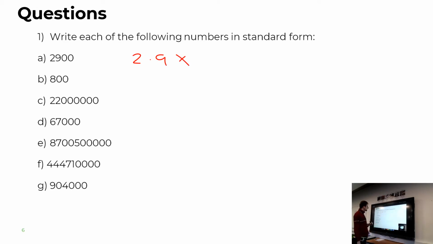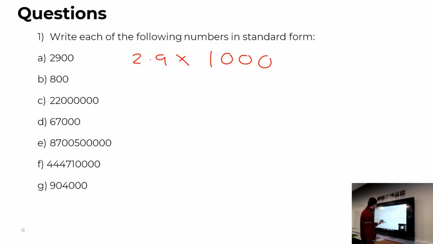And we're going to work out what base 10 we're going to use. That's going to be 1,000. Okay, we can check that. So here, 2.9 is close to 3. So 3 times 1,000 is 3,000. That's close to 2,900.